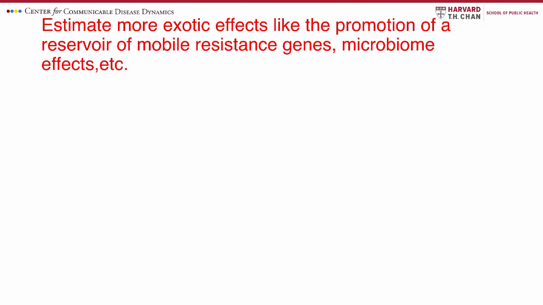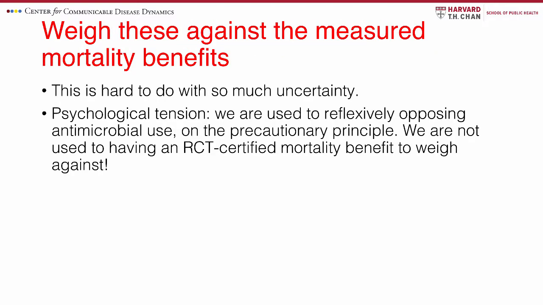We also would want to estimate more exotic effects like the promotion of reservoir of mobile resistance genes, effects on the microbiome, etc. I think those are more remote, but others would see them as more crucial to understand, and that's mostly not understood at the moment. And then we'd want to weigh all of these effects against the measured mortality benefits.